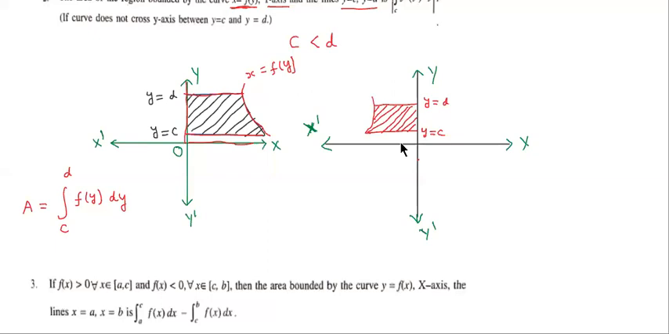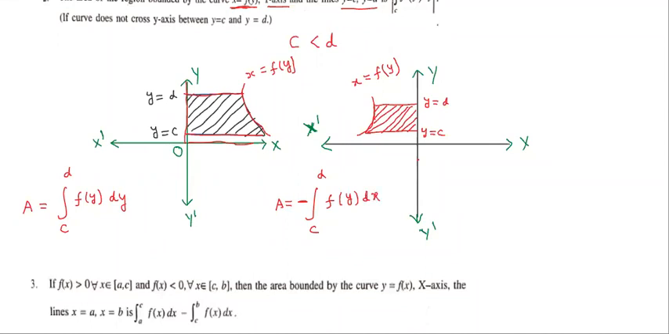And see the second diagram. This is the curve. The curve is x is equal to f of y. And here also c is less than d. Now the required area A is equal to integration c to d. And observe here, the required area is located in the negative x-axis. So that area should be negative. Put negative. After calculation, you will get positive only. Now the function is f of y dy.